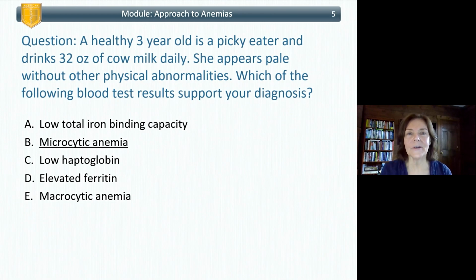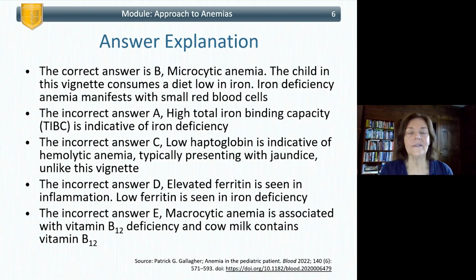The correct answer is B, microcytic anemia. The child in this vignette consumes a diet low in iron. Iron deficiency anemia manifests with small or microcytic red blood cells. The incorrect answer, A, high total iron binding capacity, is indicative of iron deficiency, whereas in this scenario, it was low total iron binding capacity. The incorrect answer, C, low haptoglobin, is indicative of hemolytic anemia, typically presenting with jaundice, unlike this vignette.